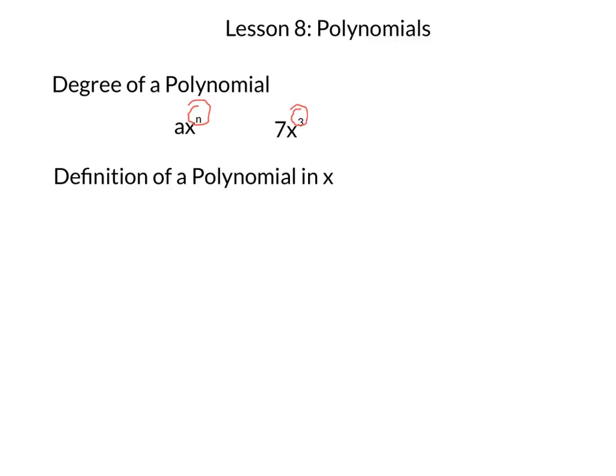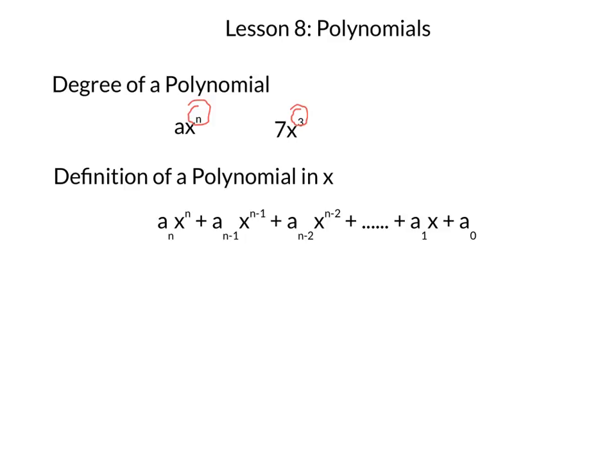So let's further define a polynomial by finding out what the definition of a polynomial in x is. The result is this rather complicated expression here: a sub n x to the n plus a sub n minus 1 times x to the n minus 1 plus a sub n minus 2 times x to the n minus 2, all the way down to a sub 1 x plus a sub 0.